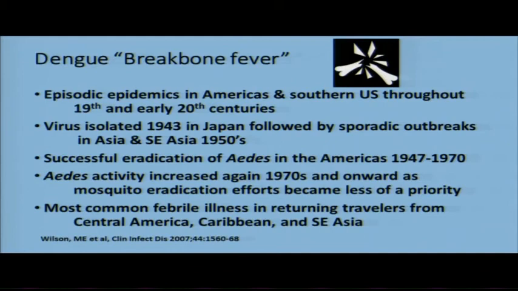We had major outbreaks in the 1800s and 1900s in this region of the country, certainly through the whole Gulf states, along with malaria and yellow fever. The virus was finally isolated in Japan in the 40s, and there were major outbreaks throughout Asia and Southeast Asia in the 1950s. What happened here?